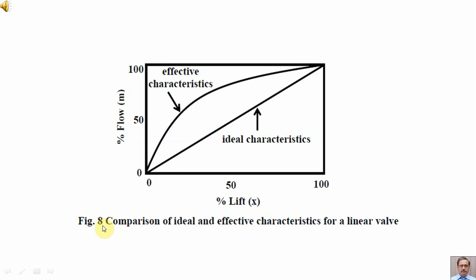Figure 8. Comparison of ideal and effective characteristics for a linear valve. So, this is the linear valve ideal characteristics, and effective characteristics has moved upwards and has become non-linear. This is M versus X graph.